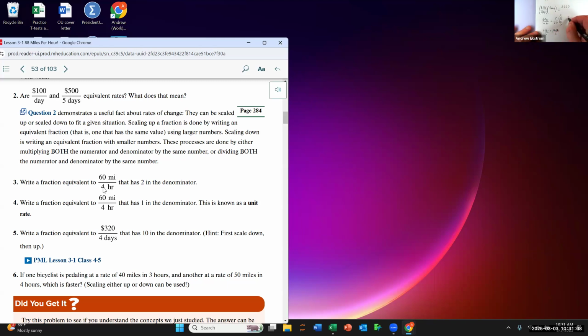So what we're actually going to be doing here is multiplying numerator and denominator by 1/2. 60 divided by 2, it's going to be 30. 4 divided by 2, it's going to be 2. And the units here are miles per hour.